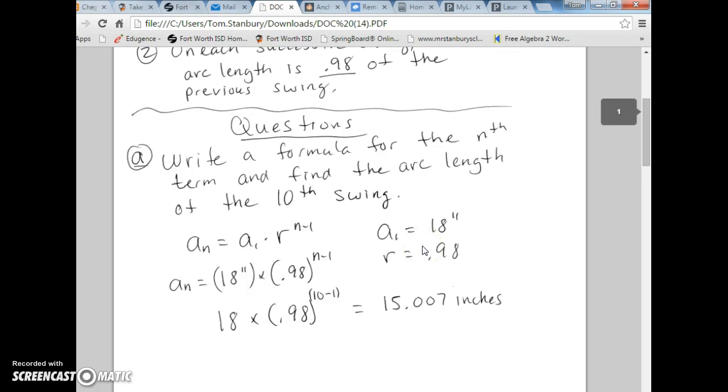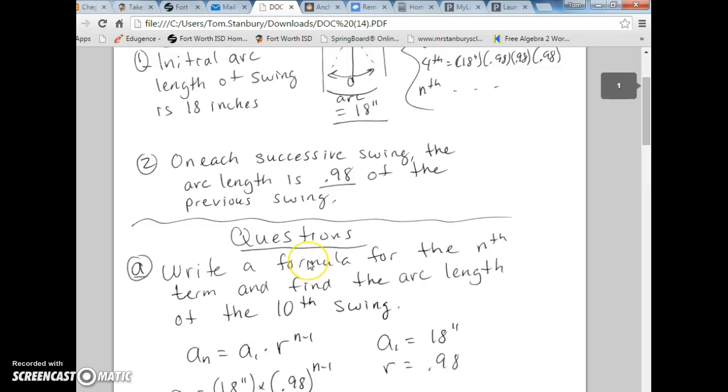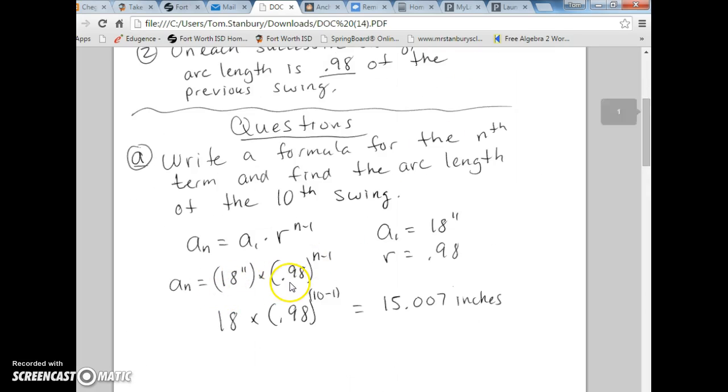Okay? So here are our questions. Let's write a formula for the nth term and find the arc length of the 10th swing. So a sub n, the nth term, equals my first term times the ratio to the n minus 1. My first term is 18 inches, times 0.98, our common ratio, to the n minus 1. For the 10th swing, that's 18 times 0.98 to the 10 minus 1. I plug in 10, this is dummy proof. It'll be 0.98 to the 9th power times 18, and it gives me 15.007 inches.